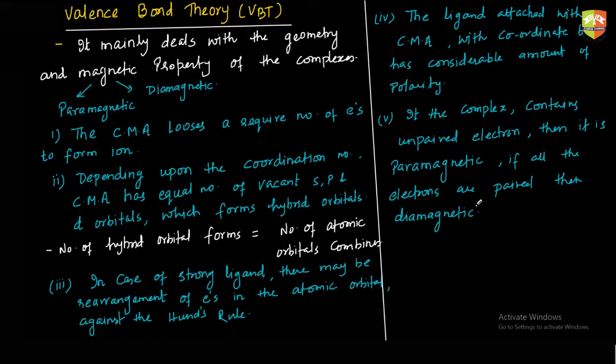So these are the postulates we have of valence bond theory. The most important postulate is this one: in case of strong ligand, there may be rearrangement of electrons in the atomic orbitals against Hund's rule. Paramagnetic and diamagnetic we already know, and this is the number of hybrid orbitals formed. The most important point is the third point. Now we'll see the explanation of this.